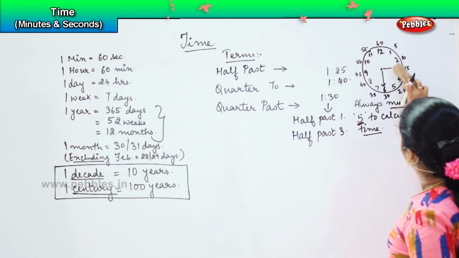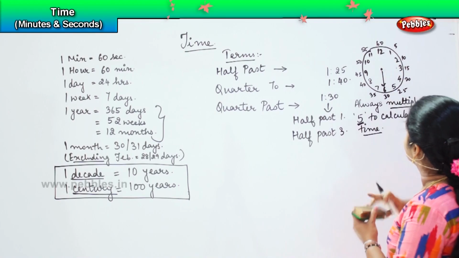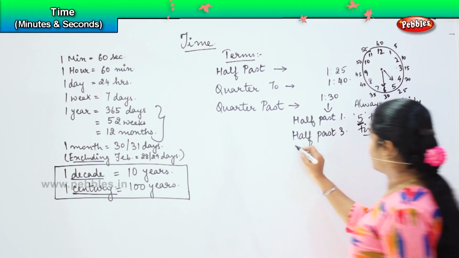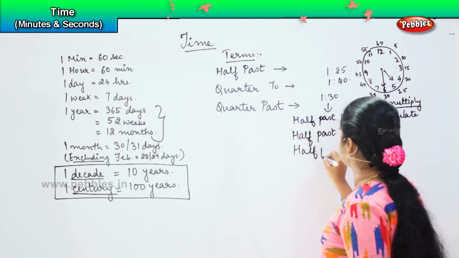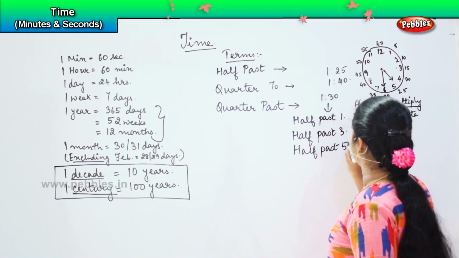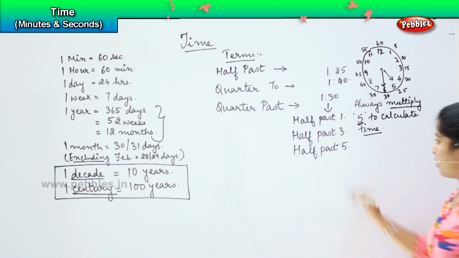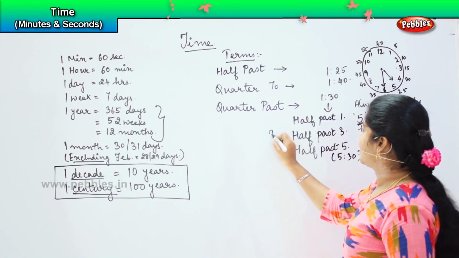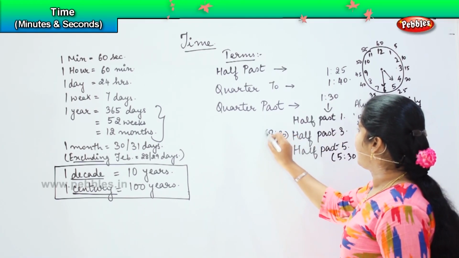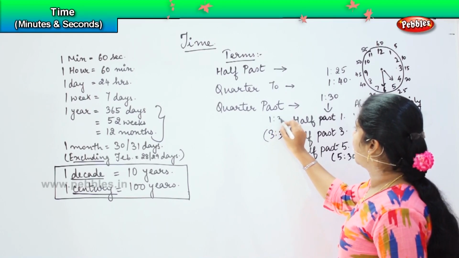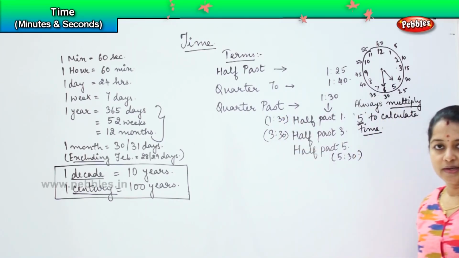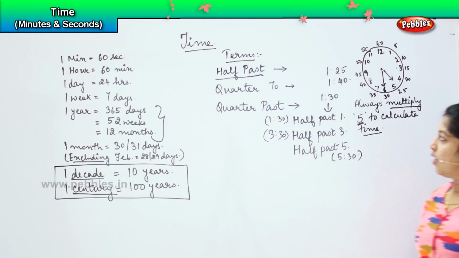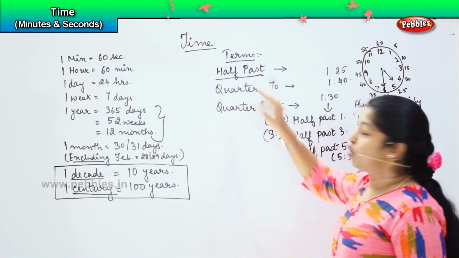Okay. Now, if I move this hour needle to say 5, it becomes half past 5. This half past 5 is nothing but 5:30, right? Half past 3 is nothing but 3:30. Half past 1 is nothing but 1:30. So, are you clear with this term half past? Yes? So, now the next we will see is quarter to.